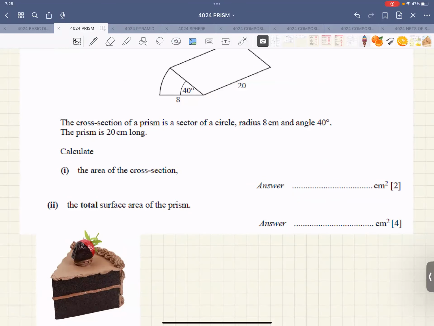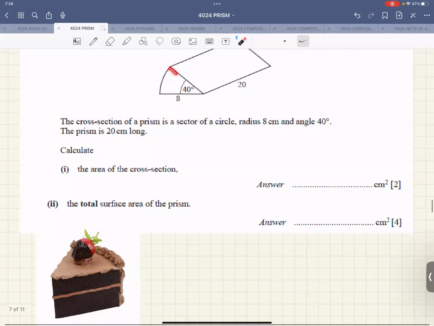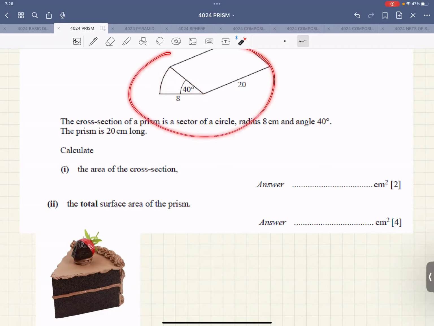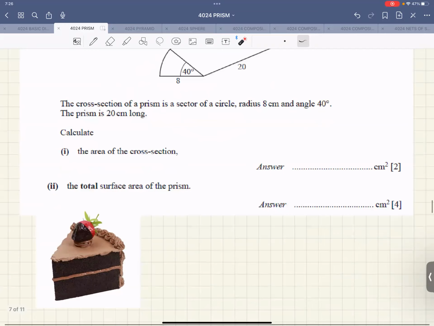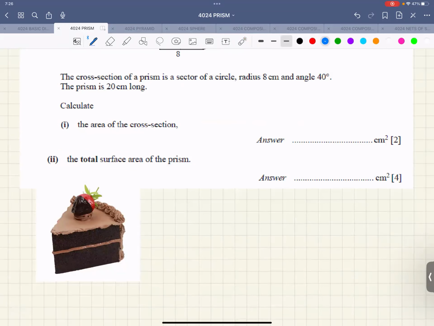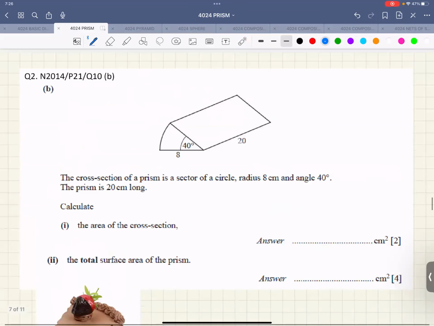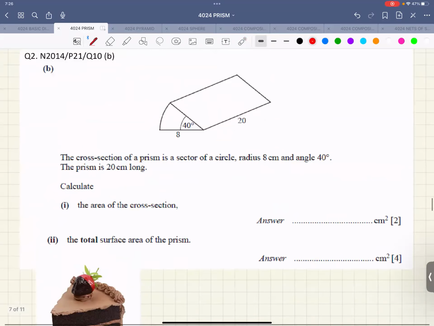If I skip the strawberry, so this shape over here, it's a sector. This over here is a sector. It's that same cake piece lying down in the plate. So now let's say this angle is 40 degrees. So let me draw some lines. Let me draw some thick lines over here.